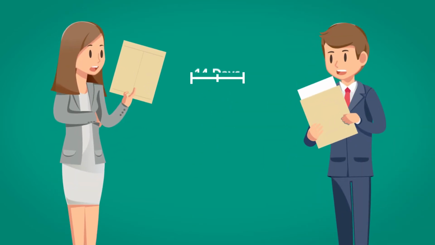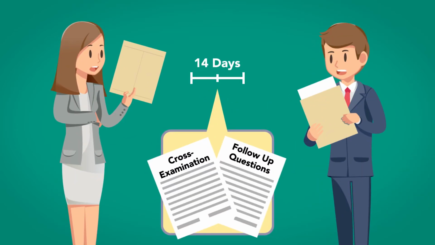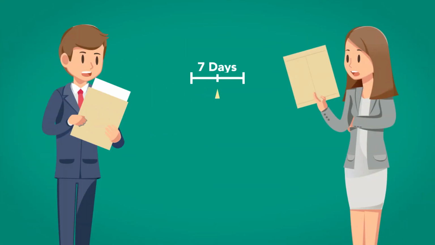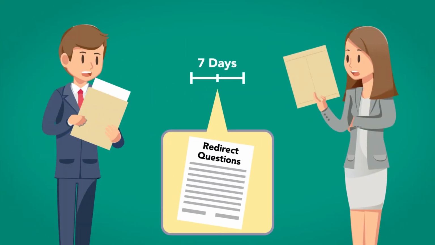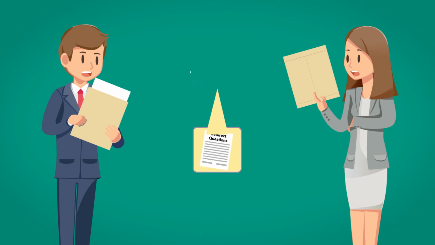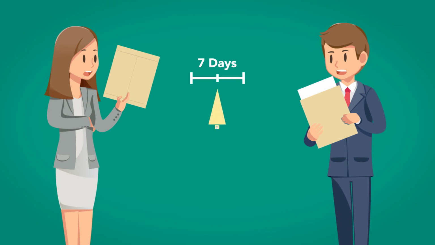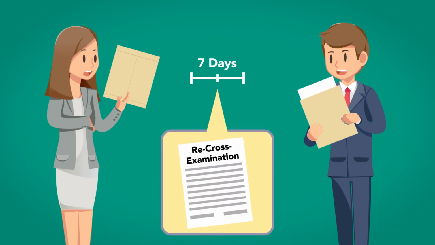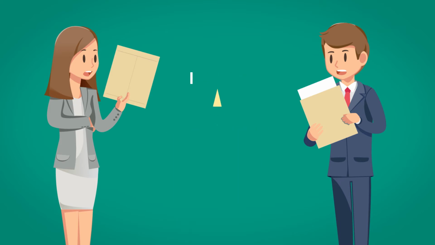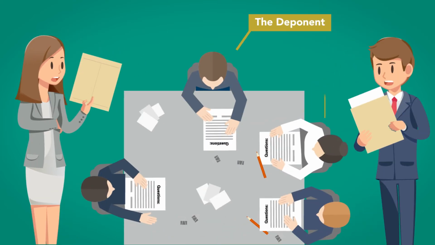Second, the other party has 14 days to respond with cross-examination or follow-up questions to the deposing party's questions, which are sent to the deponent and the deposing party. Third, the deposing party has 7 days to respond to the cross-examination questions with redirect questions. Finally, the other party has 7 days to respond to redirect questions with cross-examination questions. Each time, questions are sent both to the deponent and opposing counsel.